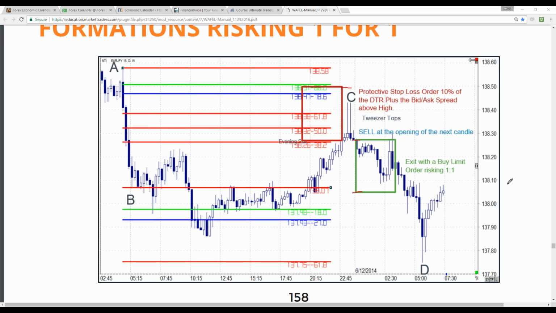Any questions on strategy number 1? How do we find the DTR?